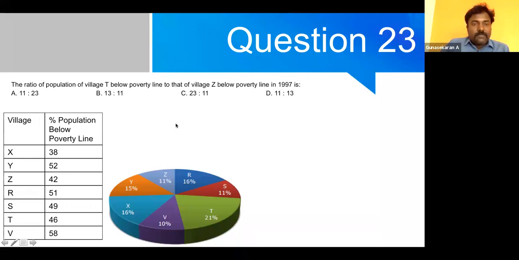The ratio of population of village T below poverty line to village Z BPL. T to Z. T population is 15%, Z population is 11%. BPL population is in T 46%, in Z 42%. That's all. Cancel one by one.